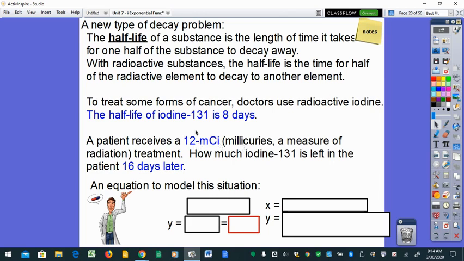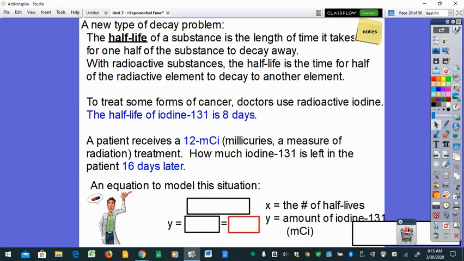So if the patient gets 12 millicuries, we want to know how much of that iodine 131 would be left in the patient 16 days later. Okay. So we're going to make an equation to model this. It is an exponential decay. This time we're going to let x be the number of half-lives, and y is going to be the number of millicuries of the iodine 131 that's remaining.